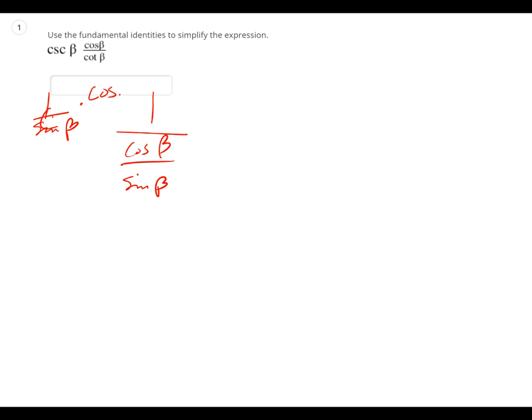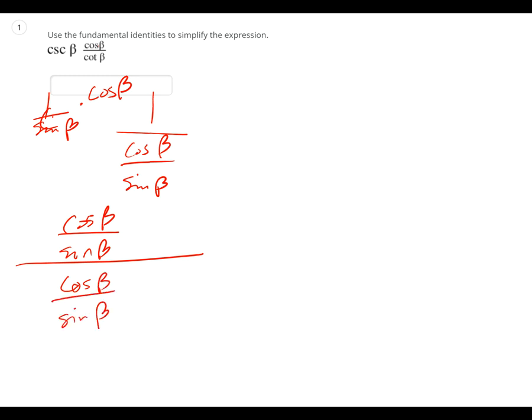We're getting close. What's the problem? Why can't I cross stuff out yet? Well, actually, look at what I could do. What's this? Isn't this the top fraction? So isn't it cosine beta over sine beta over cosine beta over sine beta? So is that going to reduce?